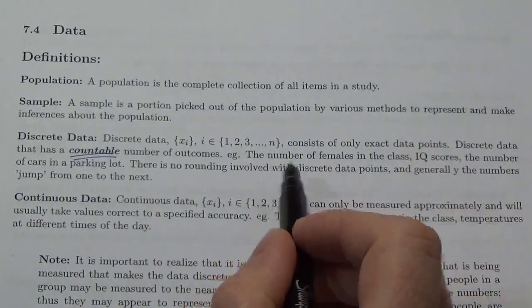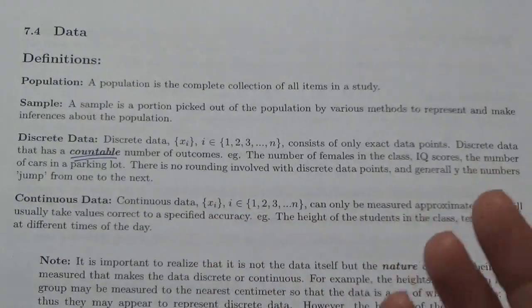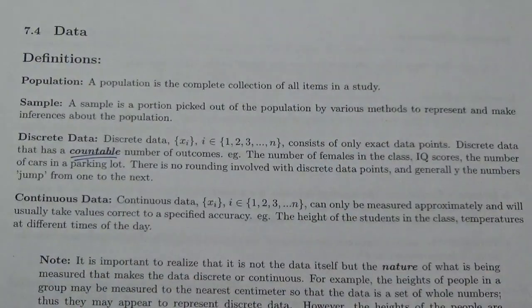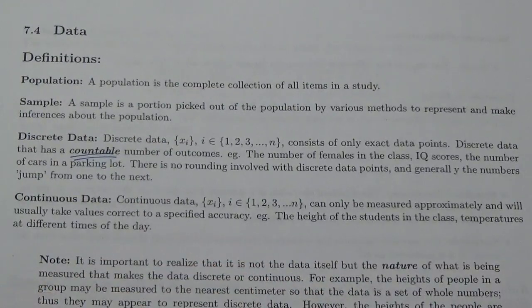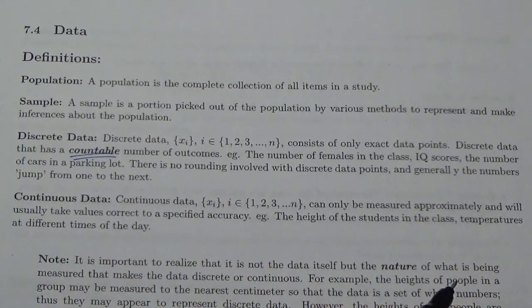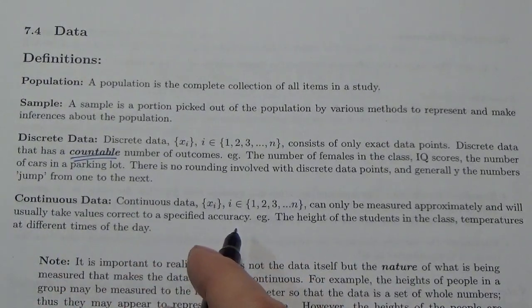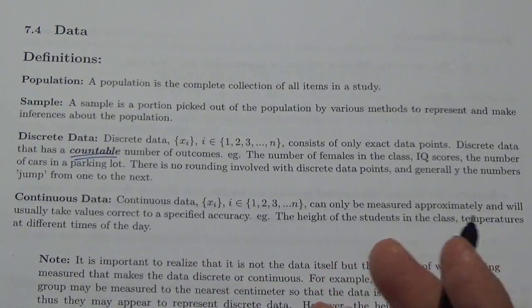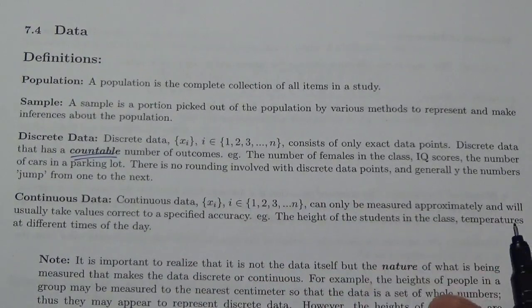But better examples would be the number of females in a classroom, IQ scores, the number of cars in a parking lot. These are things that are counted, and they come in whole units. Continuous data, on the other hand, can take on basically any value you can imagine. You should be able to specify to any degree of accuracy. There's typically a practical limit to what we can do, but in theory, the way we understand these things, there really isn't.